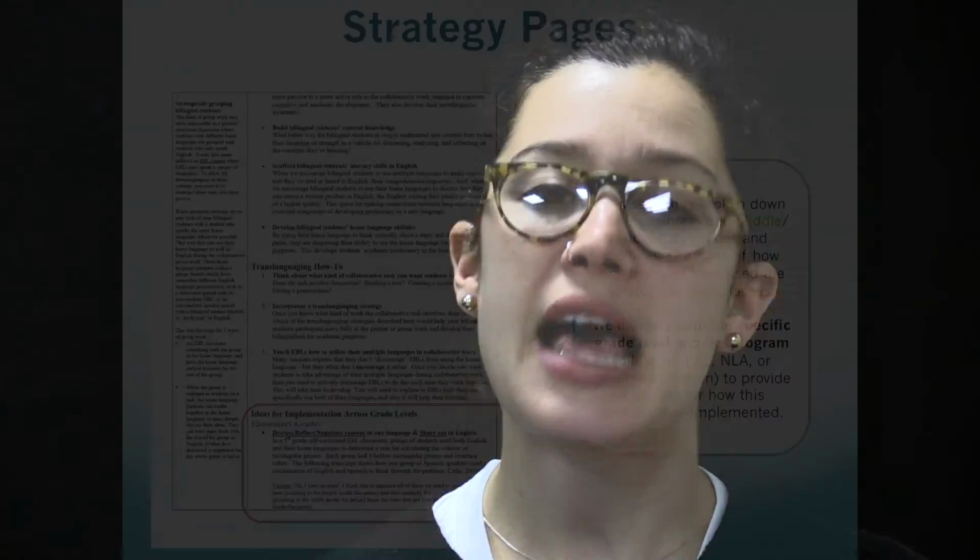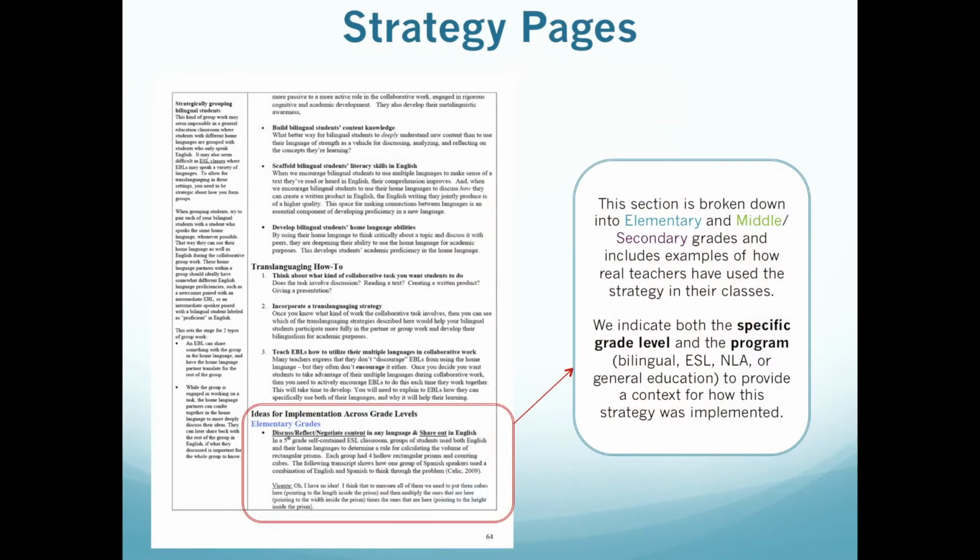Underneath Translanguaging How-To is the ideas for implementation across the grade levels. And this is where the translanguaging strategy really comes alive, because you see how it's been used in different classrooms and at different levels. So you'll see that the section is broken into the 3 grade level strands: elementary, middle, and secondary grades, and it includes examples of how real teachers have used this strategy in different kinds of classrooms.